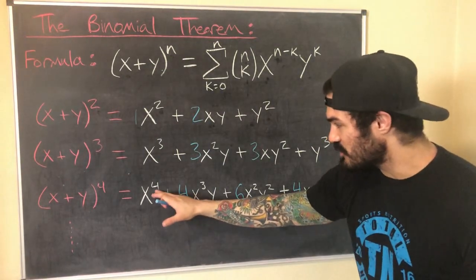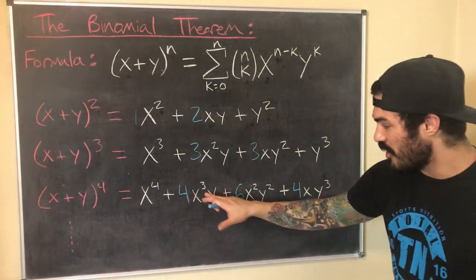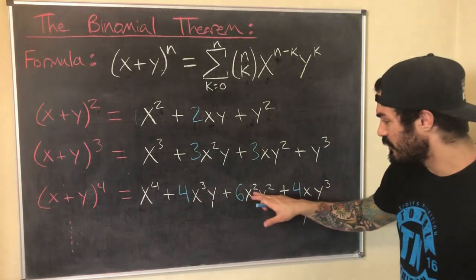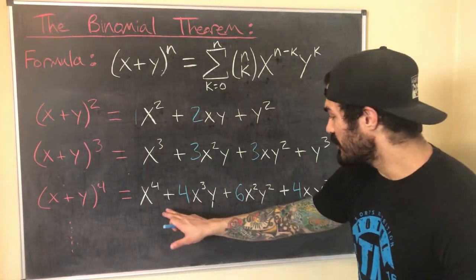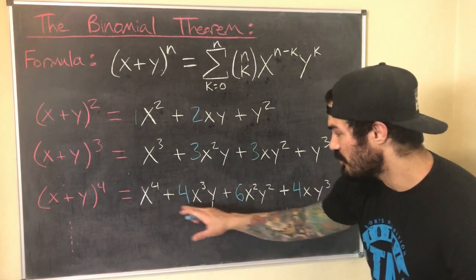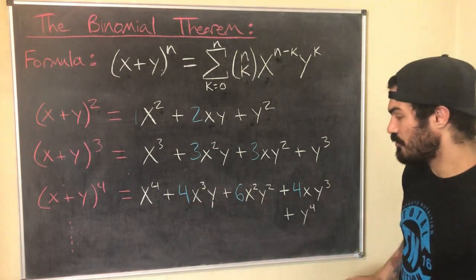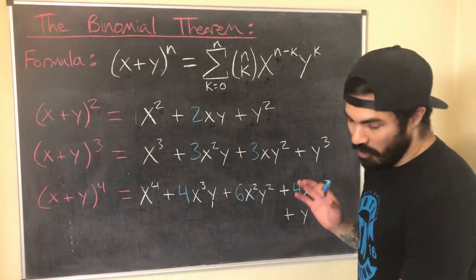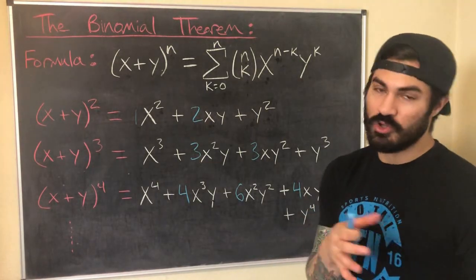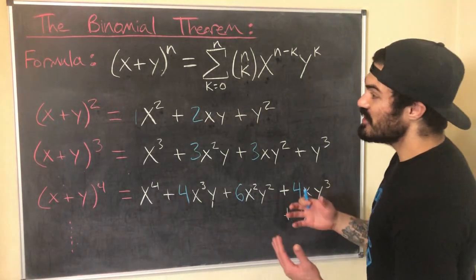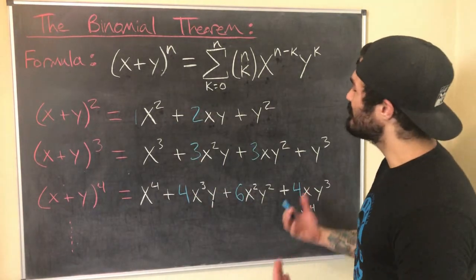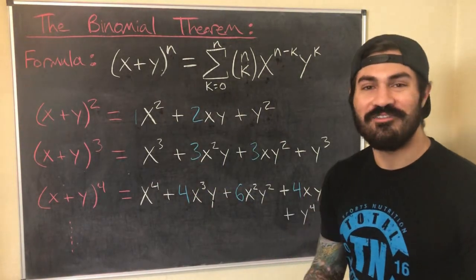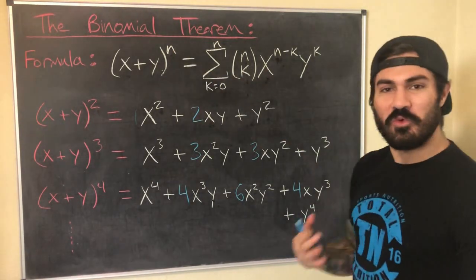Let's look at this. X to the fourth, x is going down by 1 throughout each term. Third, second, first, 0. And y is going up. Y to the 0, 1, 2, 3, 4. So putting all of these patterns together, kind of the goal of noticing all this, is being able to expand a binomial without even really having to think that much about this formula.